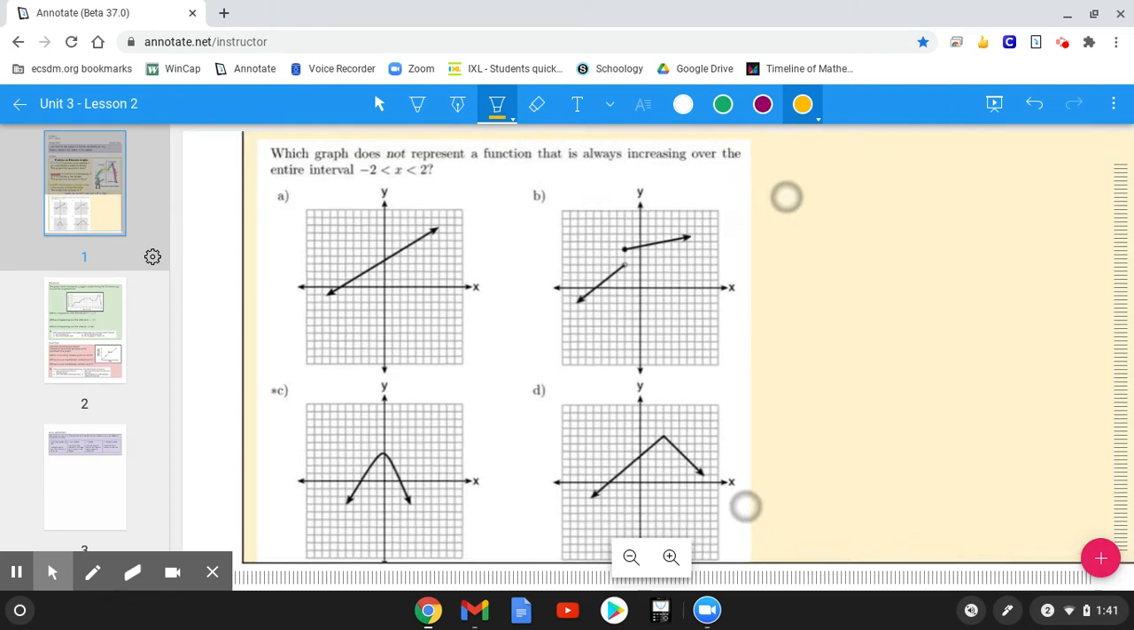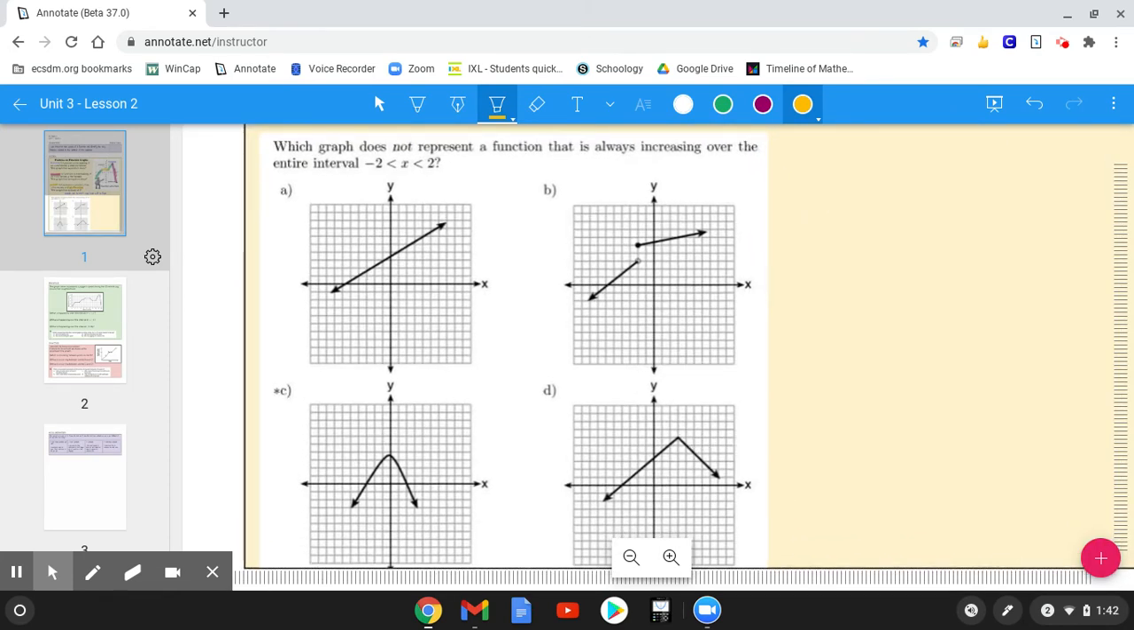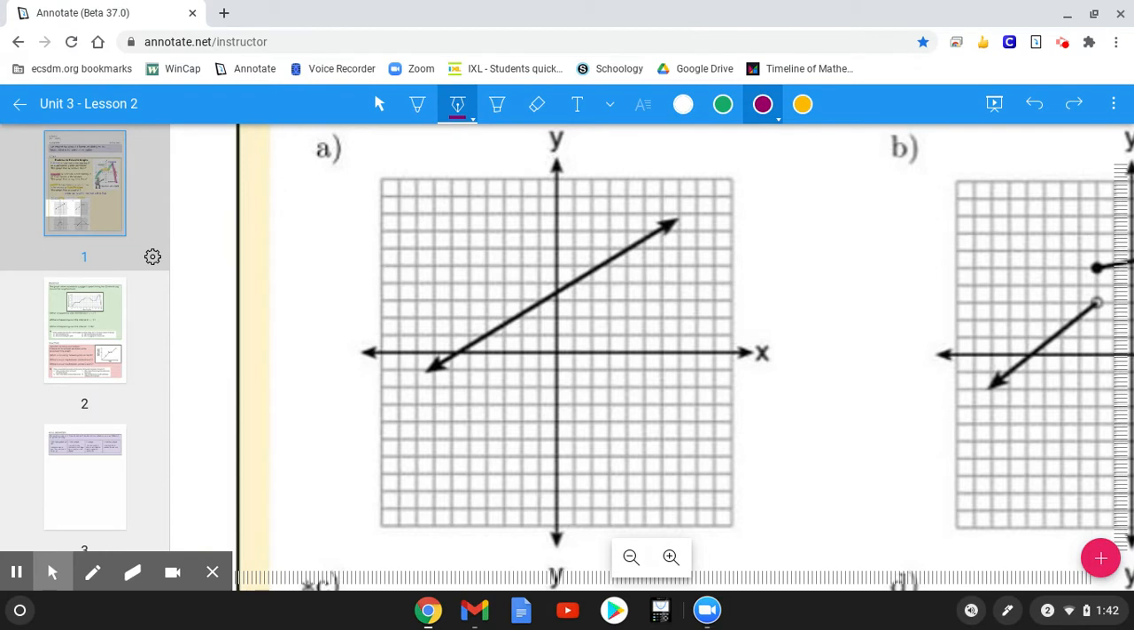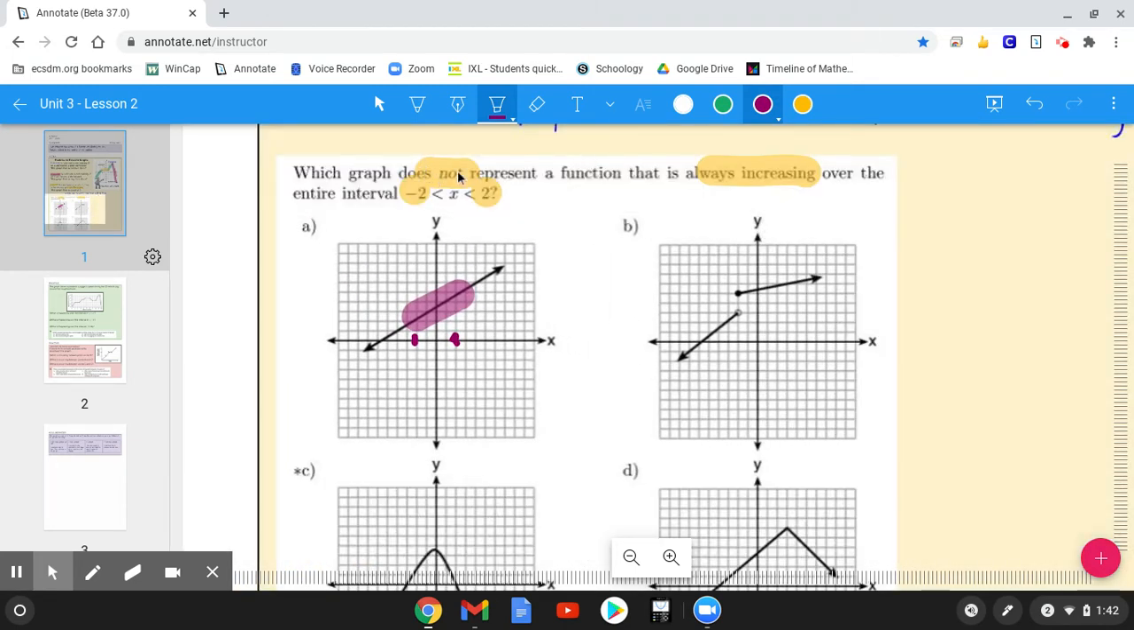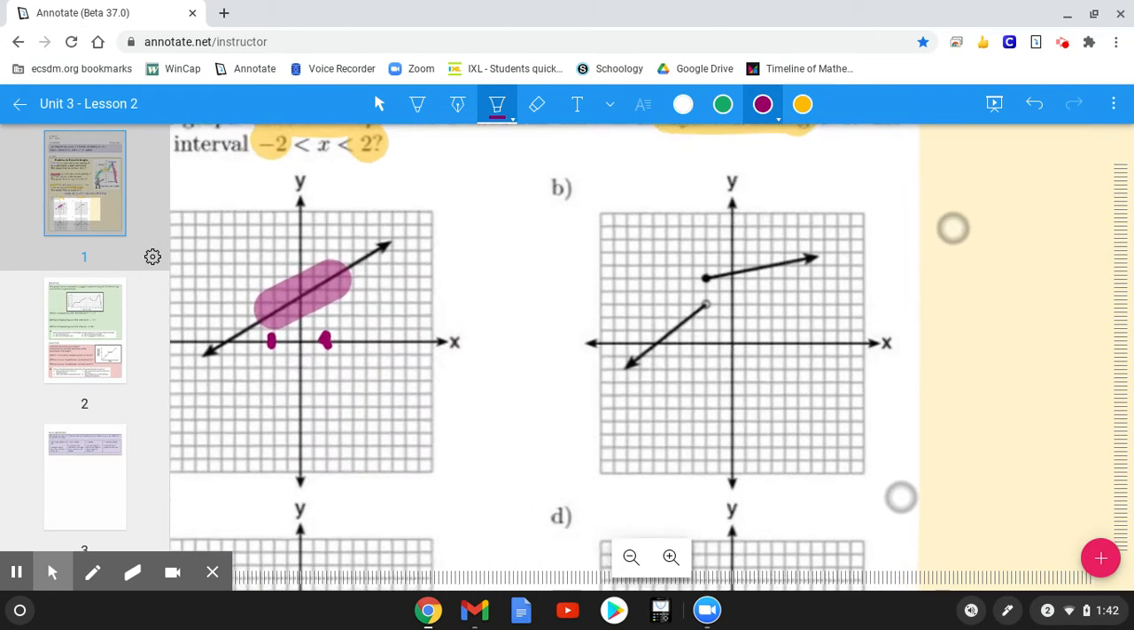So let's take a look at this first question. Which graph does not represent a function that is always increasing over the interval -2 to 2? So we're looking specifically on the x-axis from -2 to 2. So what I'm going to do is zoom in here and look between the x values -2 and 2. What is the graph doing between -2 and 2? Looks like it's increasing. We're looking for the one that is not always increasing from -2 to 2.